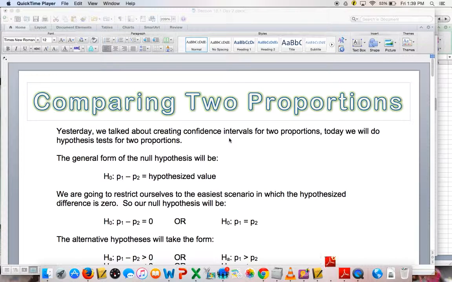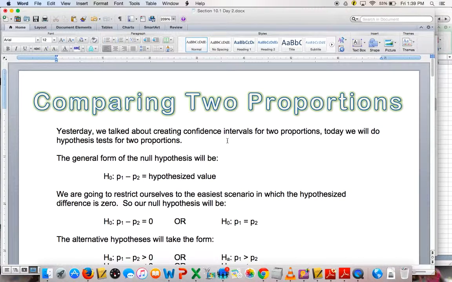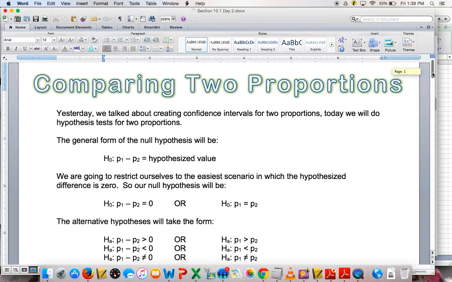All right, so this is the next section. We're talking about comparing two proportions here. Previously we talked about creating the confidence interval for two proportions. Today we're going to do the hypothesis test. So here's your general form of your hypothesis.